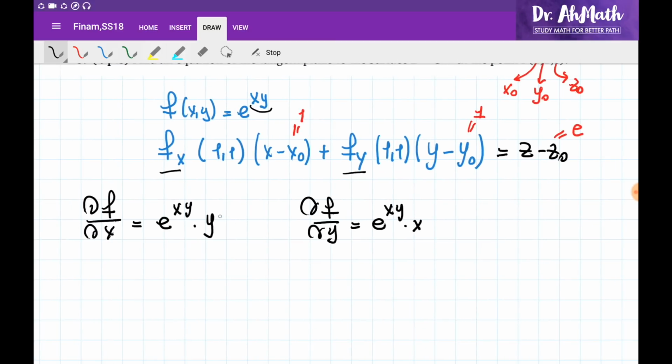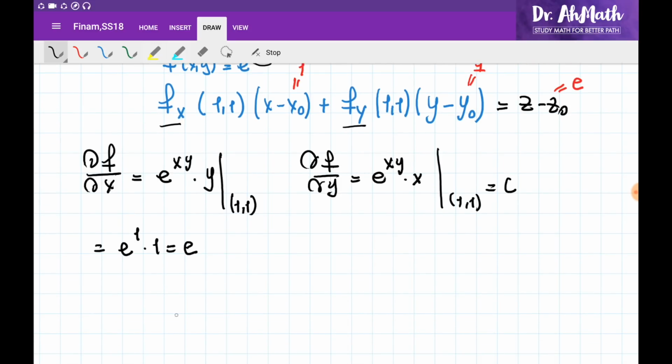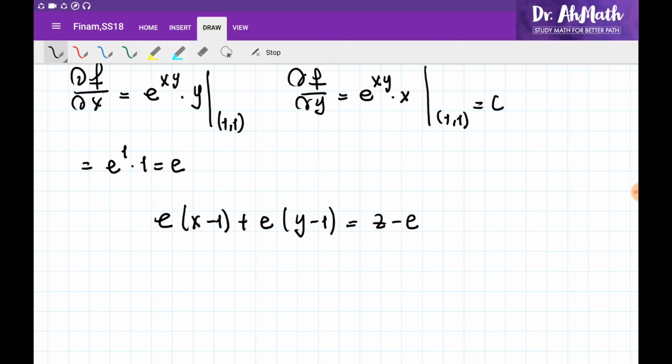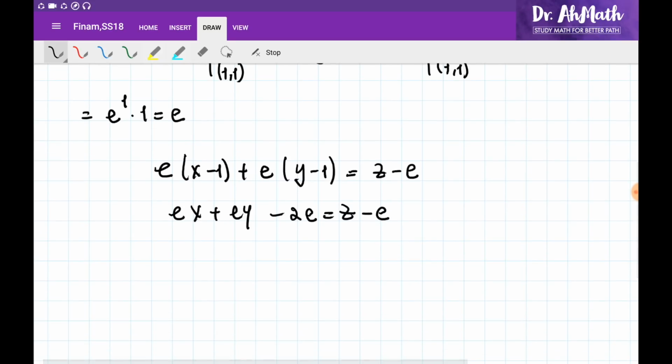When we evaluate this at the point 1 and 1, what we'll get is e to the power of 1 multiplied by 1, or simply e. And when we evaluate the other one at the point 1 and 1, we again get e. So we substitute everything into the equation and we get e multiplied by x minus 1 plus e multiplied by y minus 1 is equal to z minus e. If you open up all the brackets, we get ex plus ey minus 2e is equal to z minus e. So we can write z is equal to e multiplied by x plus e multiplied by y minus e simply.